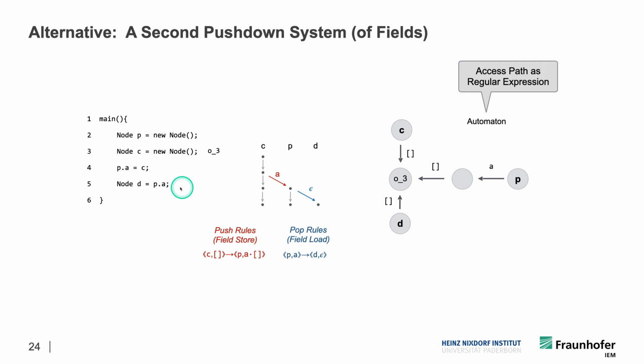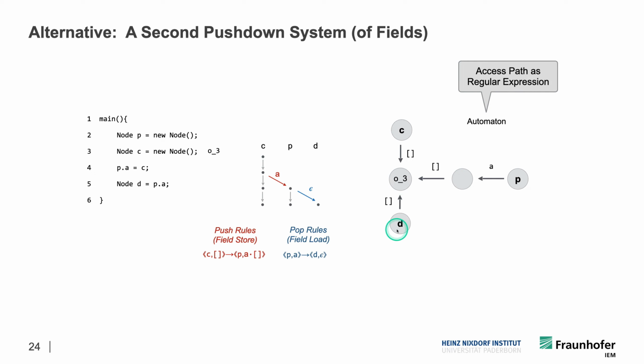In this example, you will also see that in line 5, we have to use a pop rule, because here we actually have a field load. So this now means that D is pointing to whatever p.a was pointing to earlier, and we can encode this using a pop rule, like you see here. This is basically saying we have something that p.a points to, and if we ignore that field A, so if we pop it away, that gives us only D, and then D is pointing to the same thing. That's the encoding that we use, and in the automaton it will then be represented as you can see here.